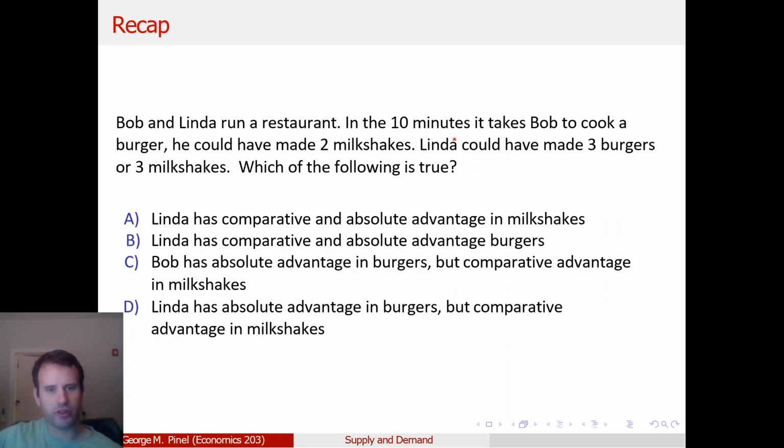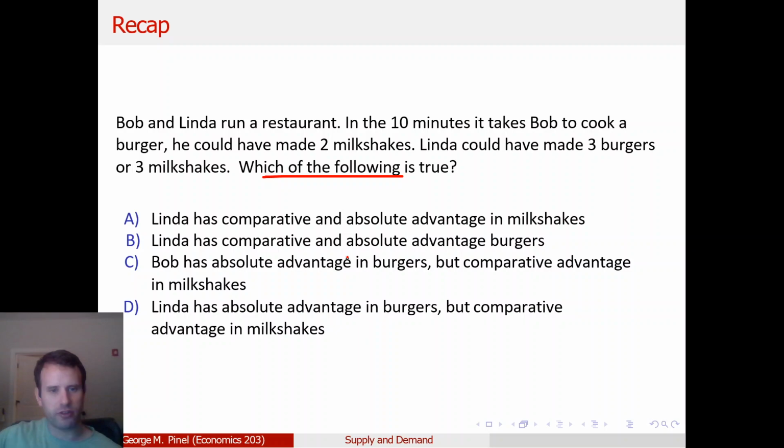Bob, so this is the same thing again. Which of the following is true? Linda has comparative advantage and absolute advantage in milkshakes. Linda has comparative and absolute advantage in burgers. Bob has absolute advantage in burgers, comparative in milkshakes. Linda has absolute advantage in burgers, comparative advantage in milkshakes. Okay. So first thing I would do is find the absolute advantage and use that to eliminate some of these answers here. Okay. So who makes more burgers in the time allotted? So Bob makes 1, Linda makes 3. So Linda has absolute advantage in burgers.